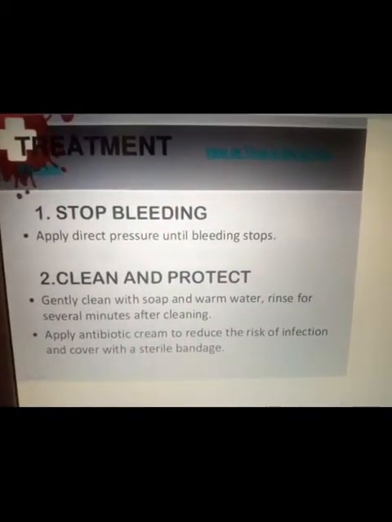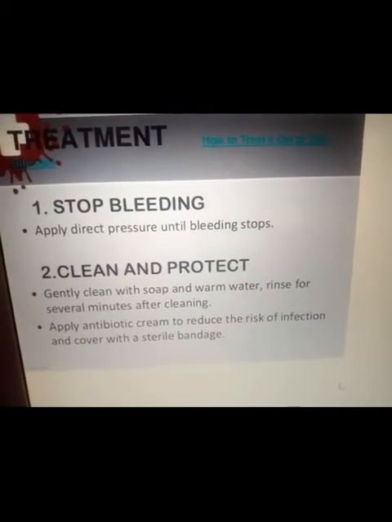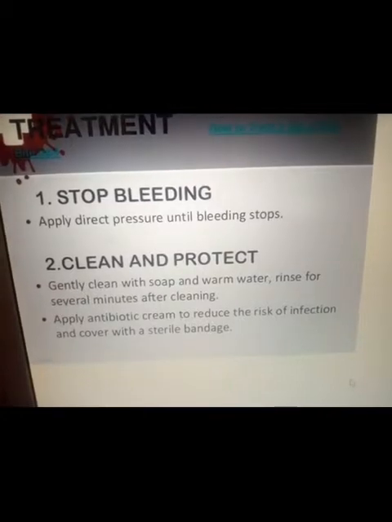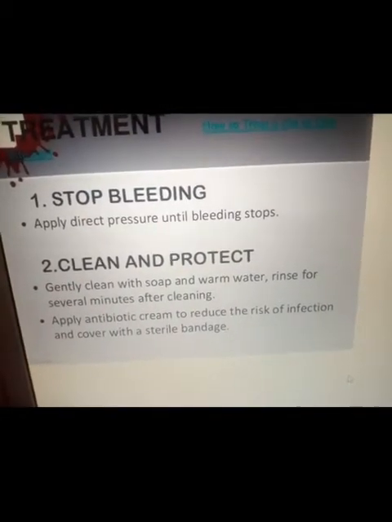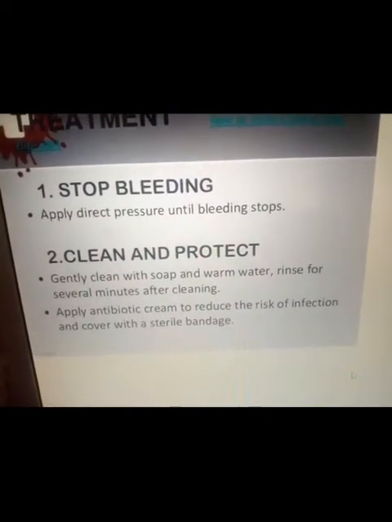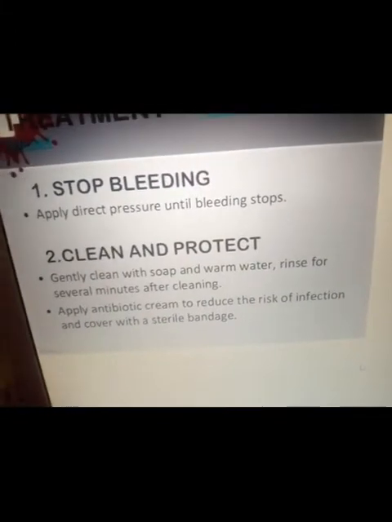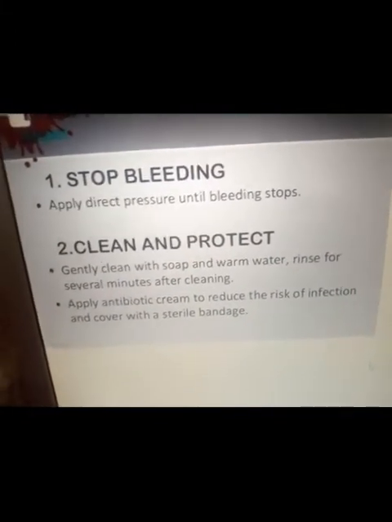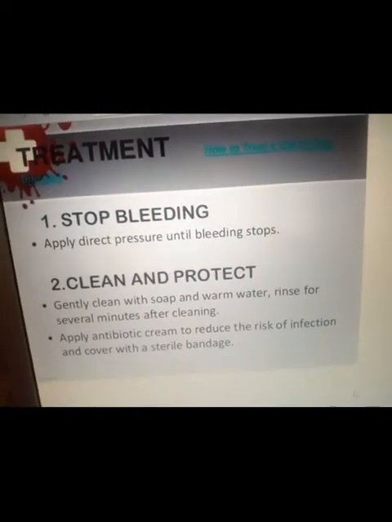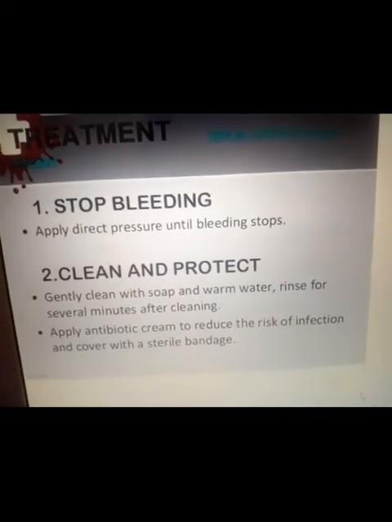Next is what we should do in case of an animal bite. First we should stop the bleeding. Apply direct pressure until bleeding stops, and then clean with soap and warm water for 10 to 15 minutes, and after that apply antibiotic cream to reduce the risk of infection and cover with a bandage. So this can be done in case of an animal bite.